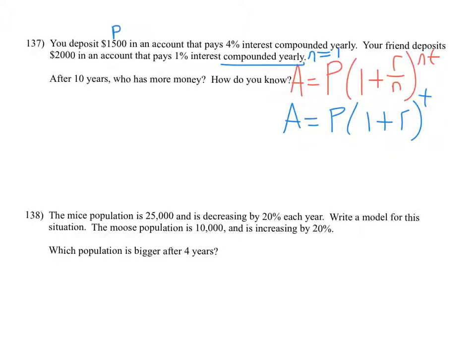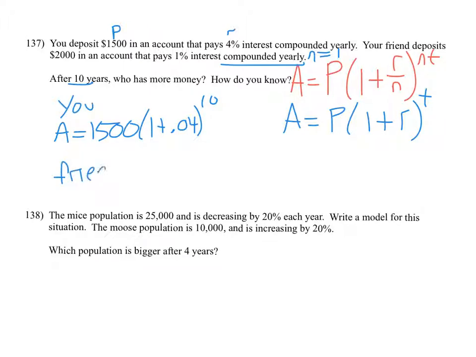Deposit $1,500, that's your P, your initial principal. 4% interest, that's your r. And then you've got a friend who's going to have a separate thing. So if we do this out, we get A is equal to 1,500 times 1 plus r, which is 0.04, to the t, and we want 10 years. This is for you. For your friend, when you do this out, it should be A is equal to 2,000, and then we're doing 1 plus 1%, that's your r, 1.01 to the t, and we said 10 for t.